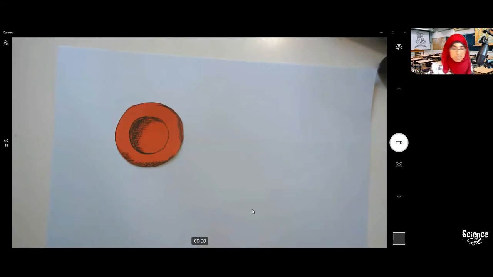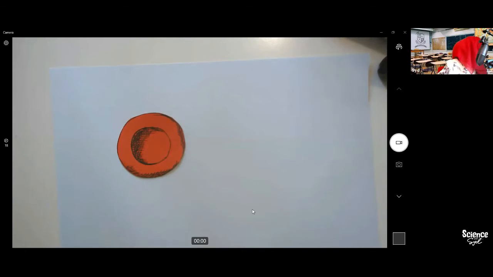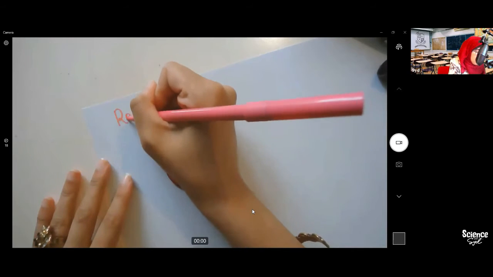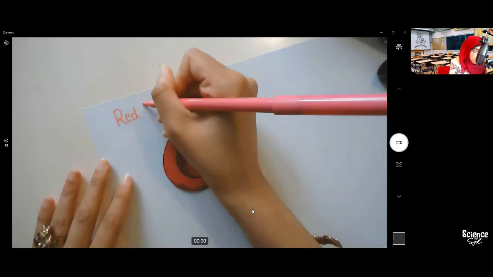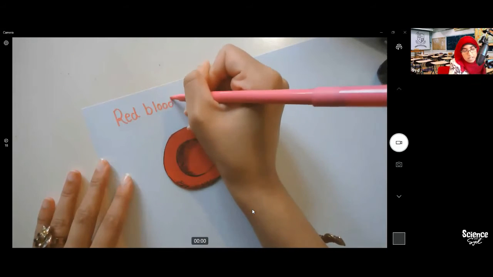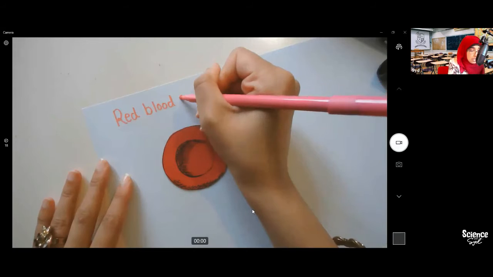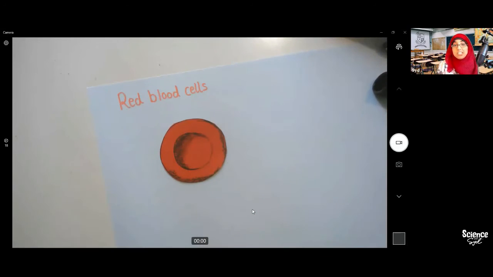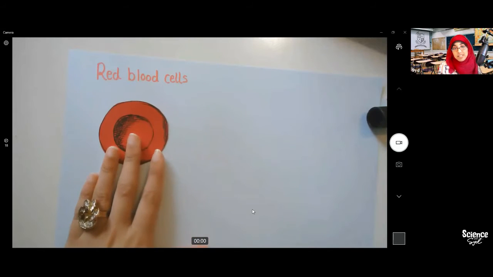Right, so let's write some information about this then. So I'm going to grab a felt tip pen and we're going to write over here: red blood cells. Now, there's a big misconception where people generally think that our blood is completely red because when we bleed, we see red, right? We see red. So we think that our blood is completely red.